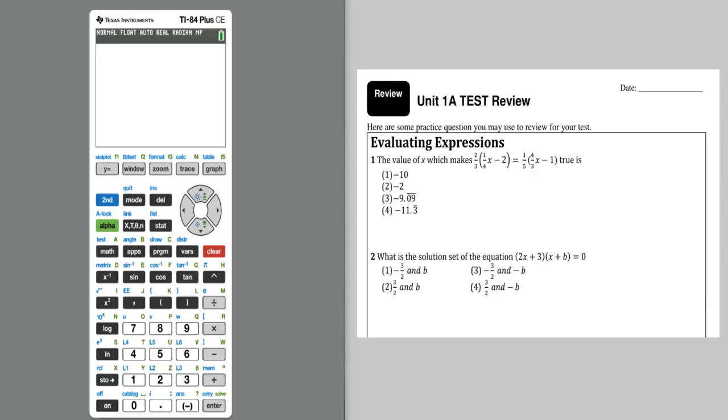So this first one, evaluating expressions. Anytime I see a multiple choice question like this, and I know I want to find the answer and they give me choices, I'm actually going to use my calculator. I'm going to use that store feature. So I'm going to start with choice 1, and I'm going to store x as -10. So I'm going to type in -10, store as x. And so now anytime I type in x, it's going to be -10.